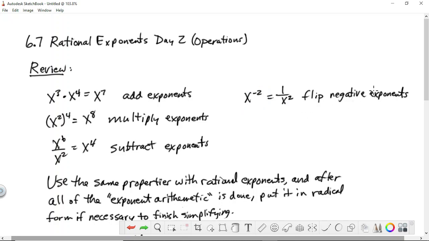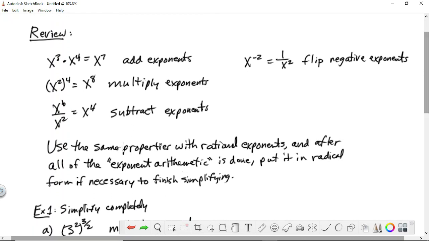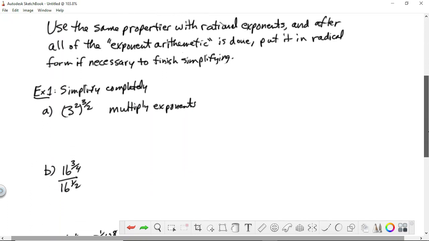So all of those same operations will be done with rational exponents, that is, exponents that are fractions. But after you finish all that exponent arithmetic, then you'll put it in radical form if necessary to finish simplifying. So we will see how that works out. Here are some examples.